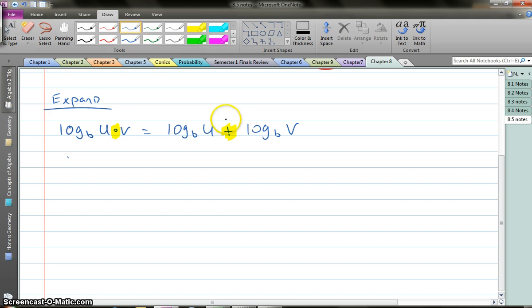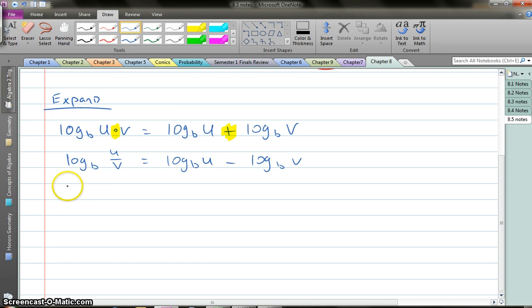Just as multiplication and addition are related, so are division and subtraction. So log base b of u divided by v, and these can be constants, variables, expressions, whatever, is log base b of u minus log base b of v. So the numerator minus the denominator.